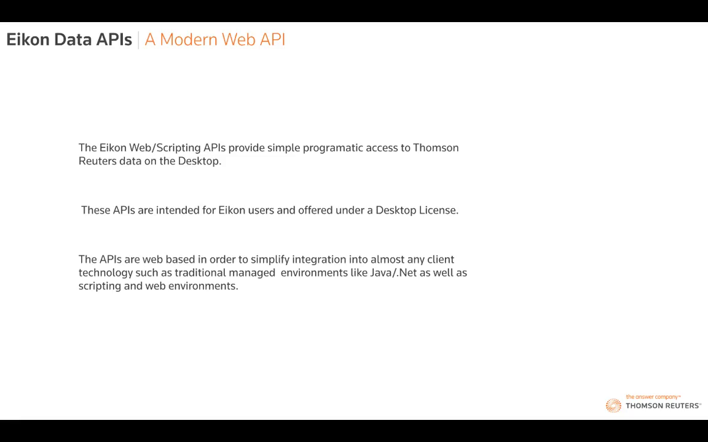So first we will talk about what is this new Eikon Data API. In reality, it is an evolution of the existing data APIs that we have had for many years now. But this is a new web-based API that is meant to provide you simple programmatic access to all the Thomson Reuters data and analytics that we provide within your desktop environment. This is an API that is intended for Eikon users, which are desktop users under a desktop license. It means that it's meant to be used for personal use and not for redistribution of data. We have other products for that in case you are interested.